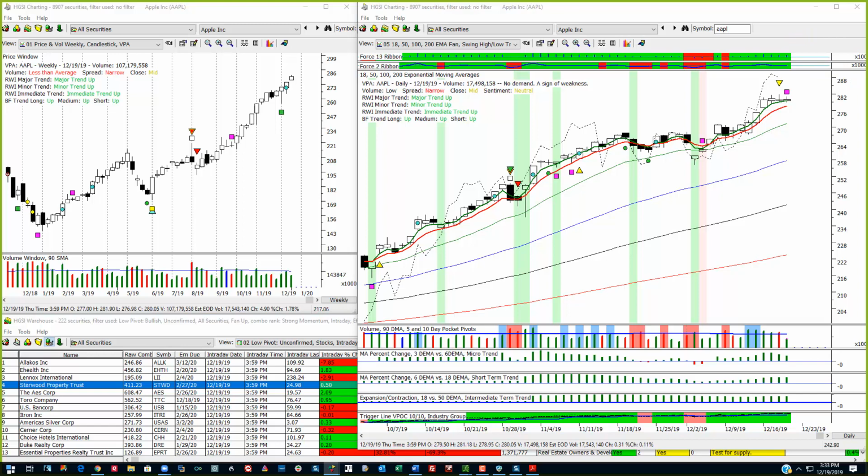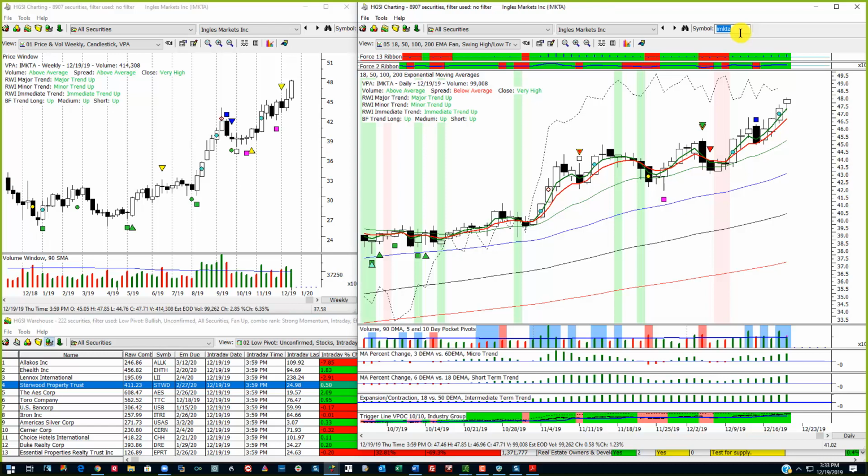Let's go through some of these. IMKTA. I don't know that one. I'm sorry, IMKTA. Is that in our database? Yeah, it is. I don't know this stock. Okay.